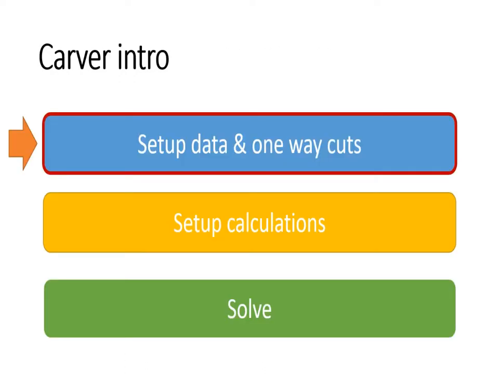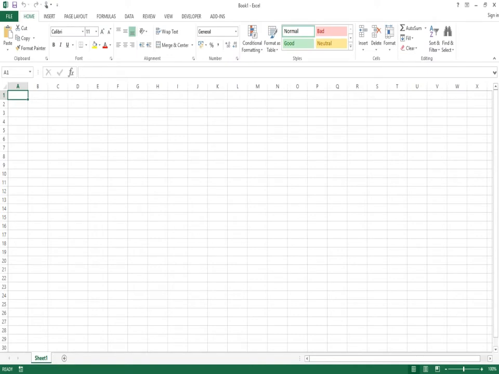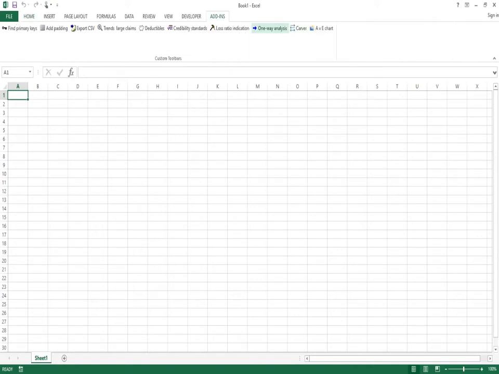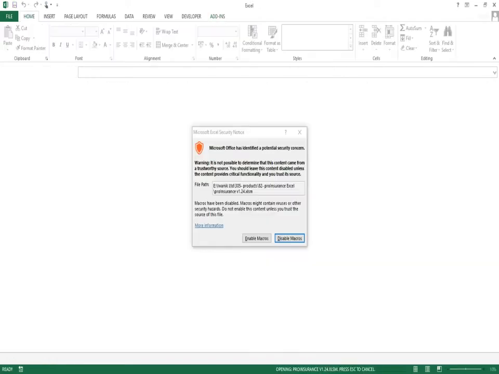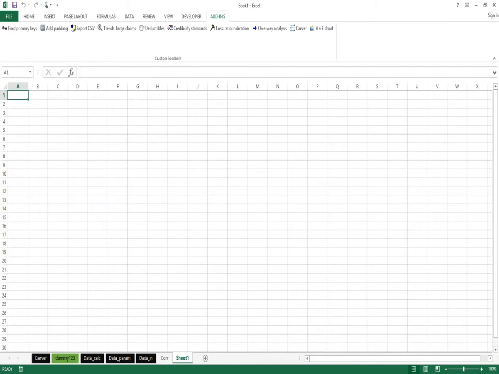Okay, we will start with data setup and one-way cuts. So let me start building the model in Excel. I open an empty spreadsheet first. Then I go to Add-in and click this button here, this Carver button. This will populate the Excel with a set of template sheets. Here they are. The one we will start with is called Data In.